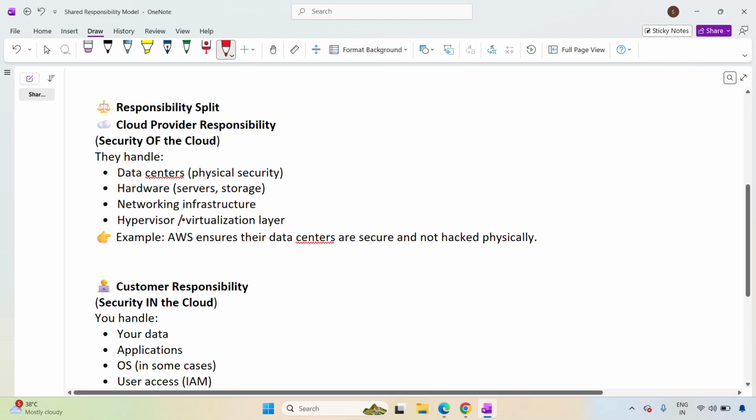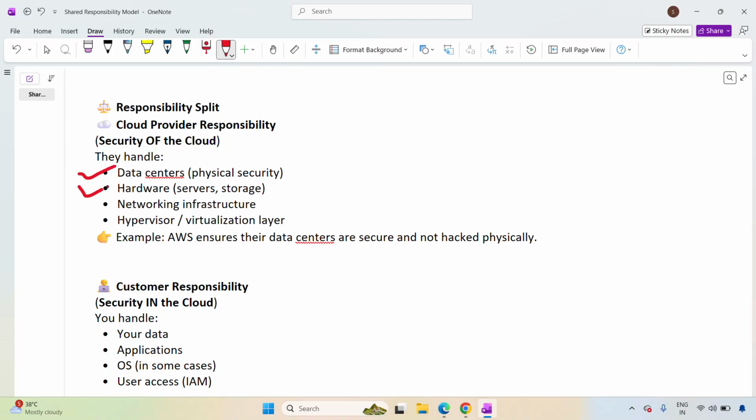Now, what is the responsibility of the cloud provider? The cloud provider is responsible to maintain the data center, the hardware, the network infrastructure, and the virtualization. A simple example: AWS will ensure that all its data centers are secure and not hacked, right? So this is the best example. As a cloud provider, AWS will ensure that its data centers are secure. This is the first part of the shared responsibility model.